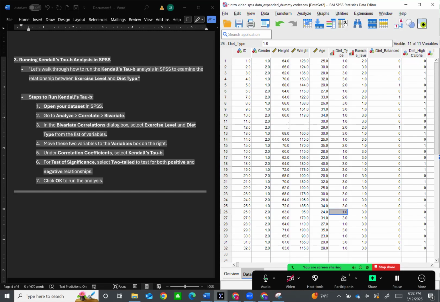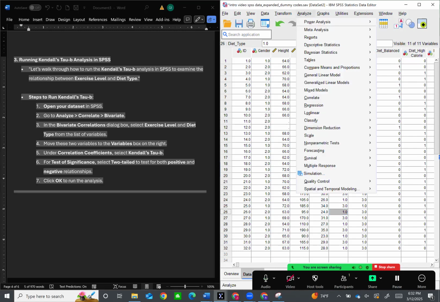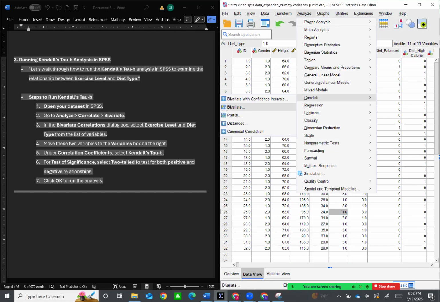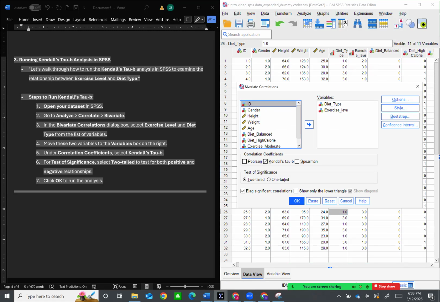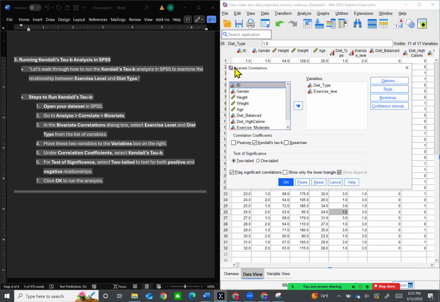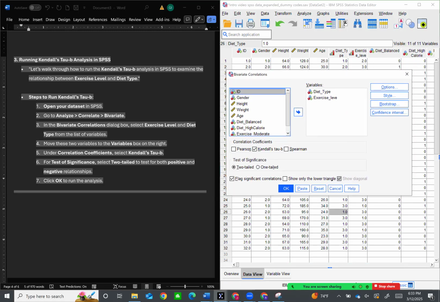And we'll go up to Analyze, then Correlate, and just like the last video, then Bivariate. When the Bivariate Correlations dialog box opens up, you will move exercise level and diet type. I still haven't fixed that; it should say level, missing out. So we're going to move exercise level and diet type over to the variables box.